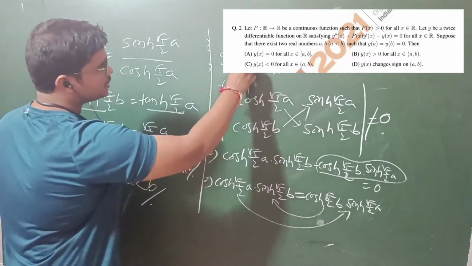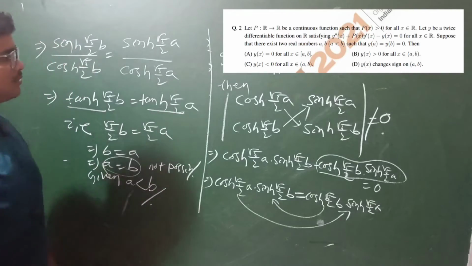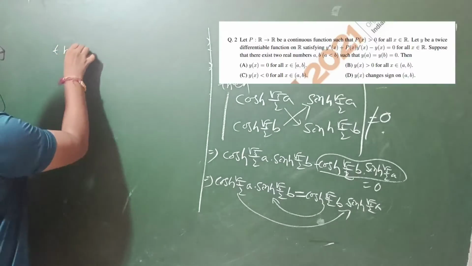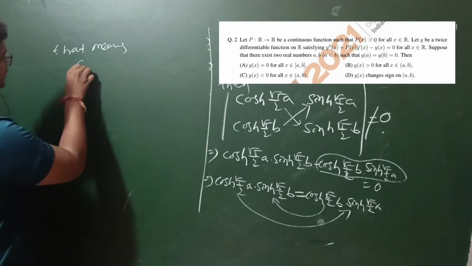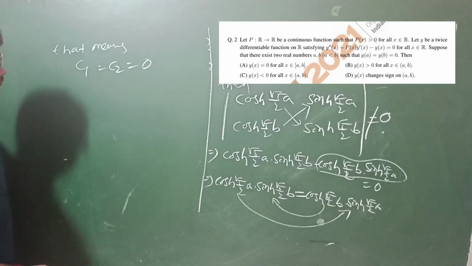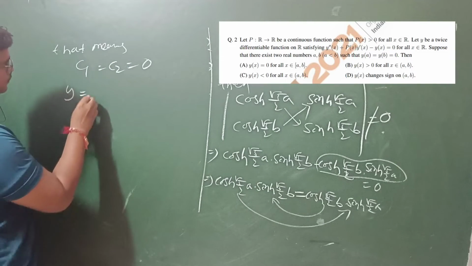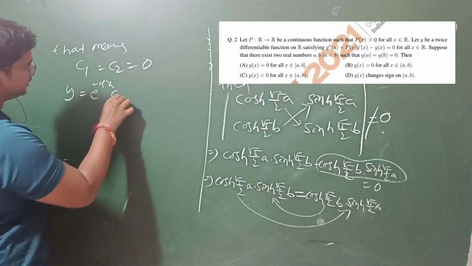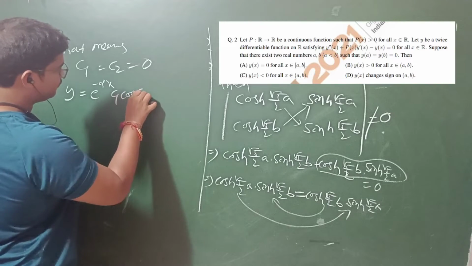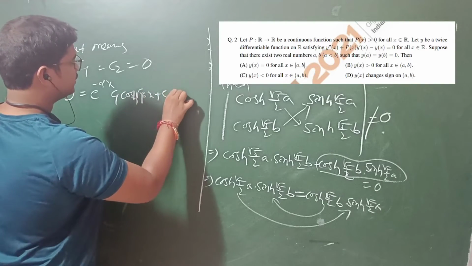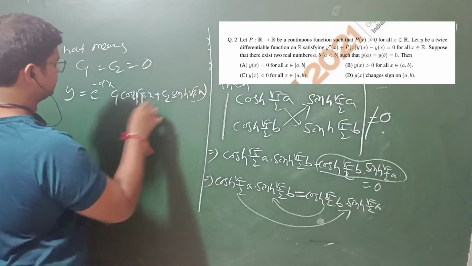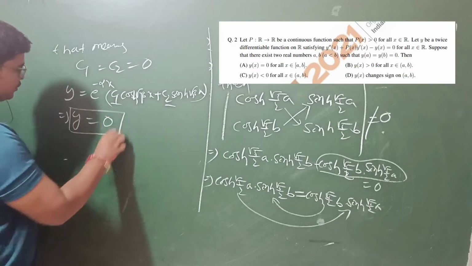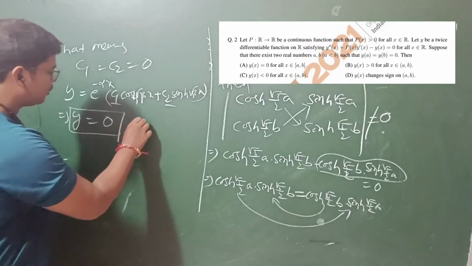Now if the determinant is not equal to 0, that means c1, c2 give the trivial solution. That means c1 equals c2 equals 0. So y equals e to the power minus alpha x times (c1 cosh(√beta x) plus c2 sinh(√beta x)). If c1 and c2 are 0, that means y equals 0. This is the only solution.